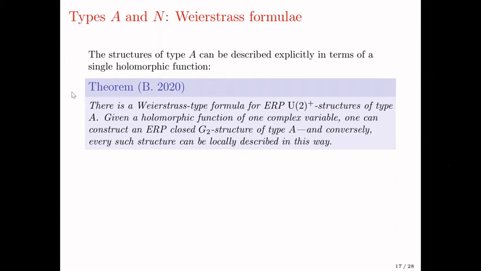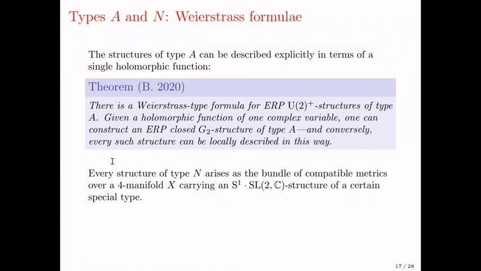One problem is that there are completeness issues. When your holomorphic function has poles or zeros, you get completeness issues with your structure. So I don't think you can actually get complete examples with this procedure, with this Weierstrass type formula. So that's what happens with type A.